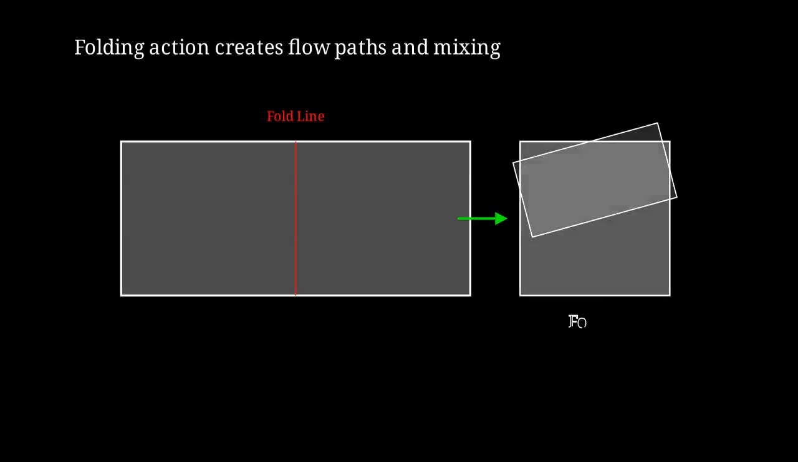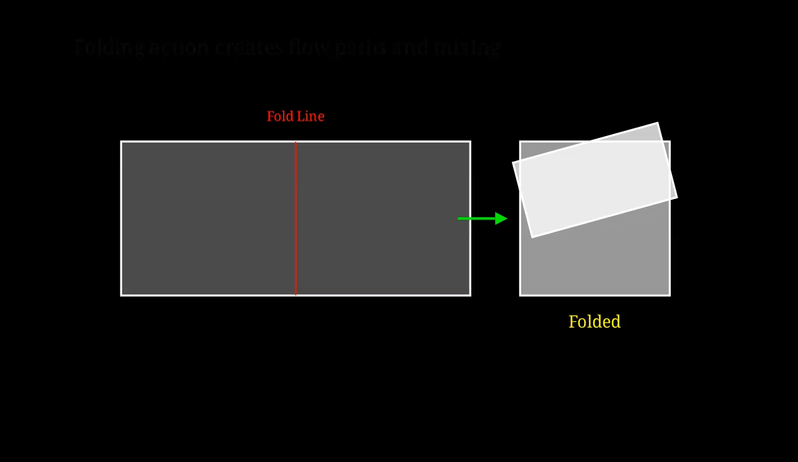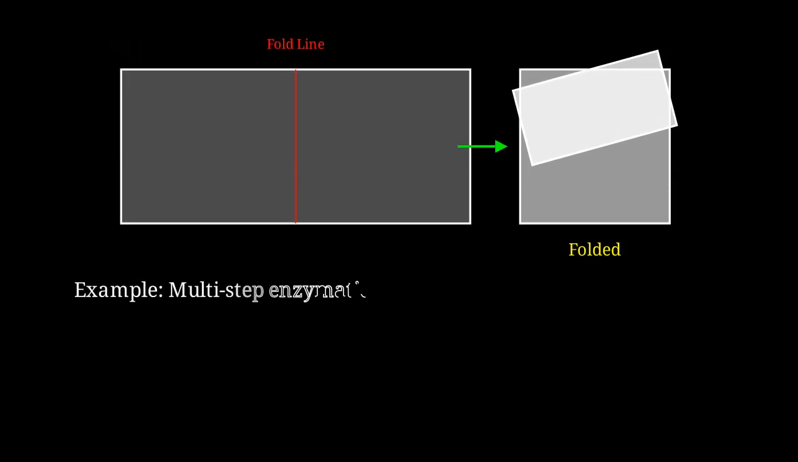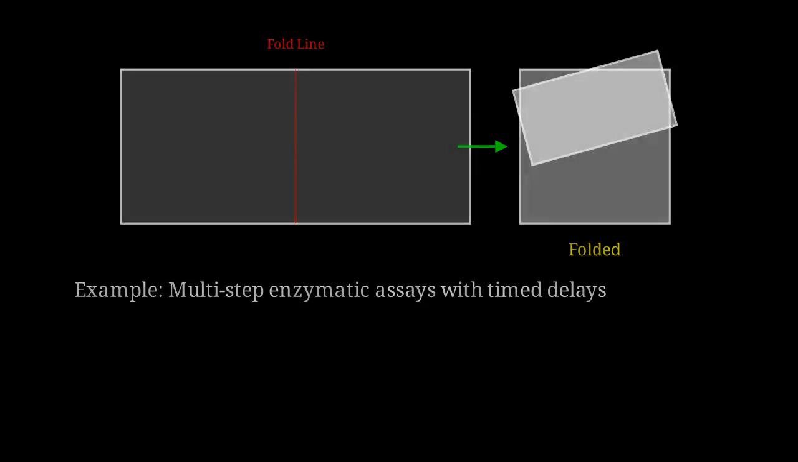On the left is the flat device with a fold line marked in red. After folding, shown on the right, two sections come into contact, allowing fluid to flow between them. This is useful for multi-step assays where reaction timing matters. Each fold initiates a new reaction step with automatic timing based on flow distances.